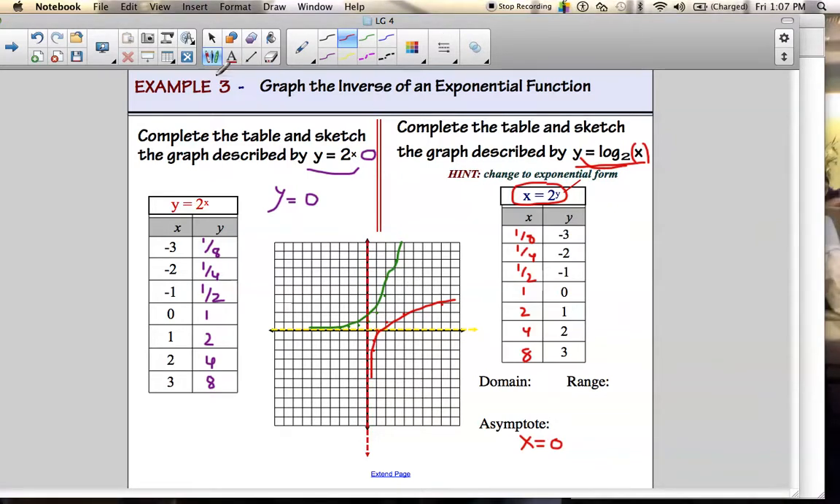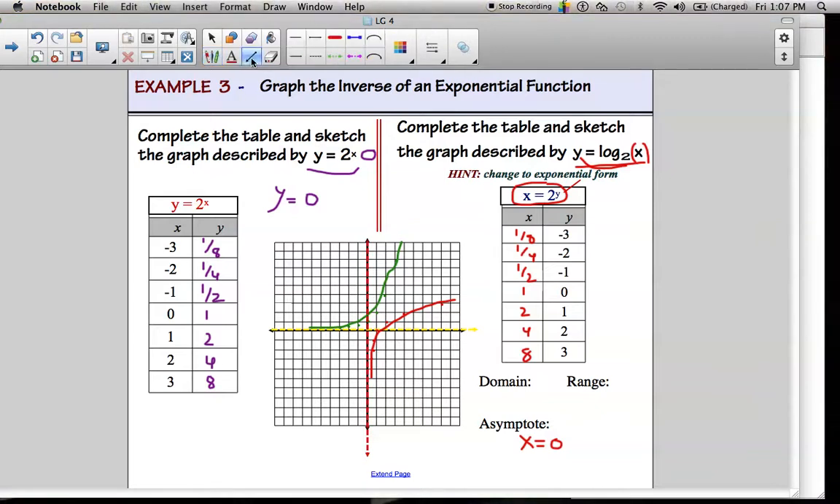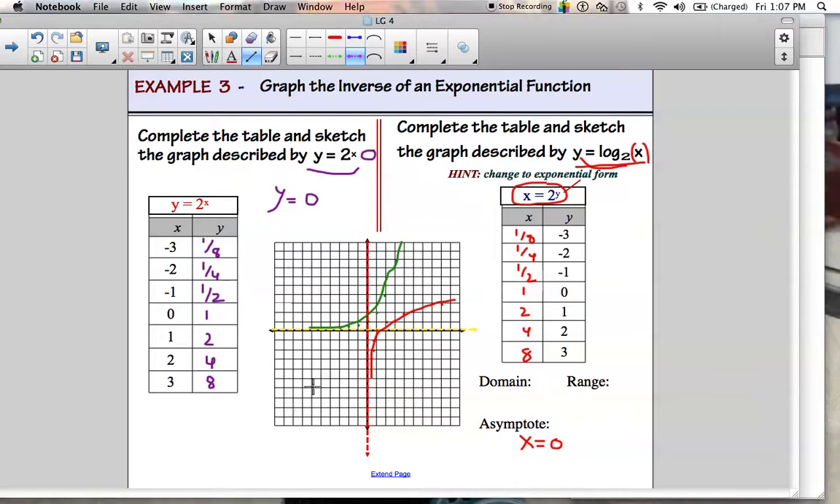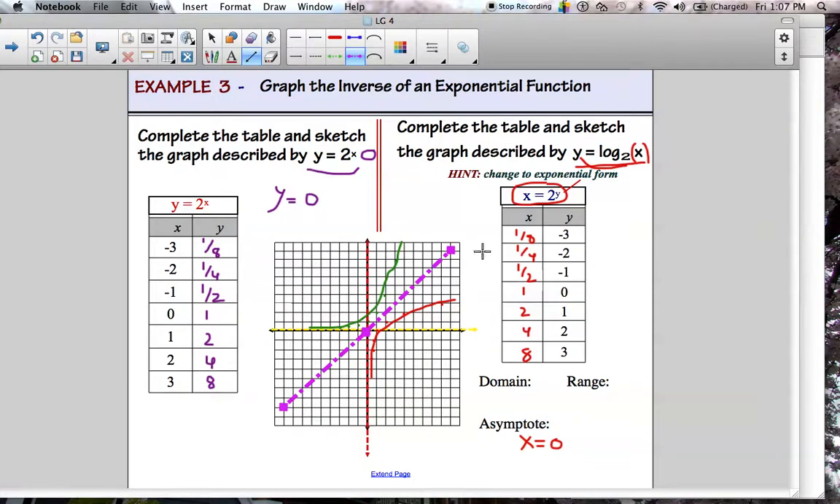If we fold it on this line, the inverse line, which is y equals x, okay, so if you fold it on this line here, I'll try and draw y equals x there, and then, okay, you can see that it's an inverse of each other. All right, so let's move on.